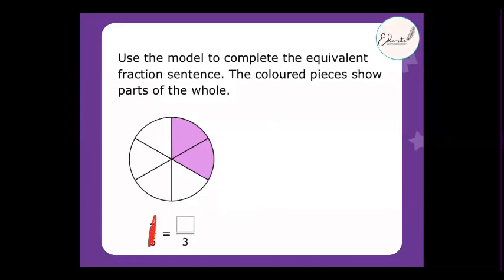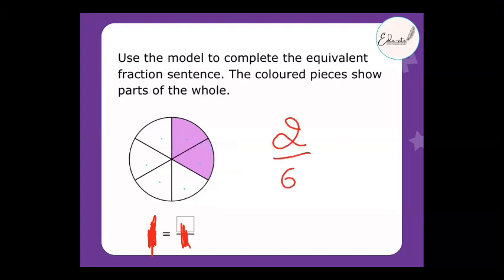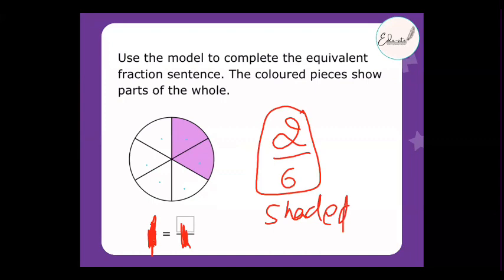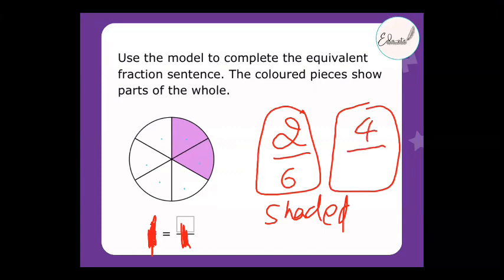1, 2, 3, 4, 5, 6. Okay, it's 2 out of 6. It's 2 over 6, which is for the shaded region. Now tell me for the non-shaded or non-colored region. 4 out of 6. Excellent. This is the right answer for a non-colored. So it is 4 out of 6.